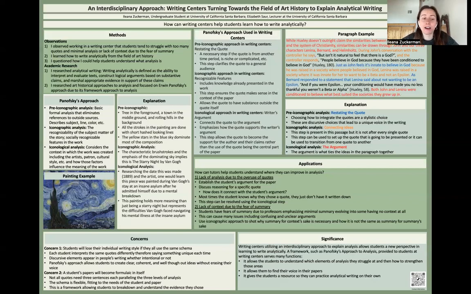Now, two concerns that may arise using Panofsky's approach. So the first is that students will lose their individual writing style if they use the same schema. And with that, I'd like to say that if the students use Panofsky's framework to really focus on the quotes that they chose, why they chose it, and how it supports their argument, then they can have all the information that they need there, and they can focus on presenting that information in a way that appeals to them and based on their writing style. So when they're not focusing on the content, they can focus on their writing style because they already have the content done. Because of this, the writing styles of all the students will be different.